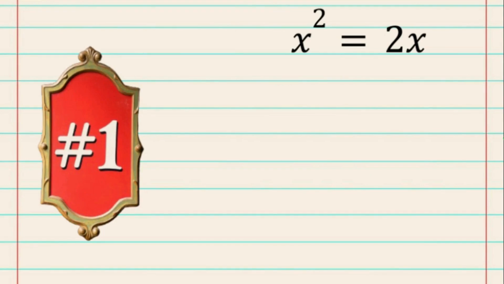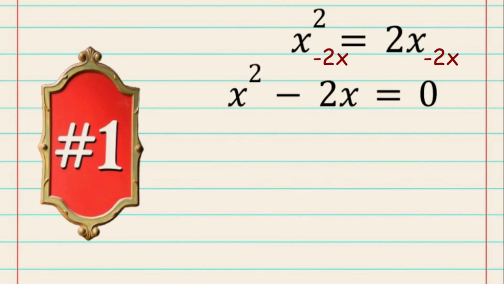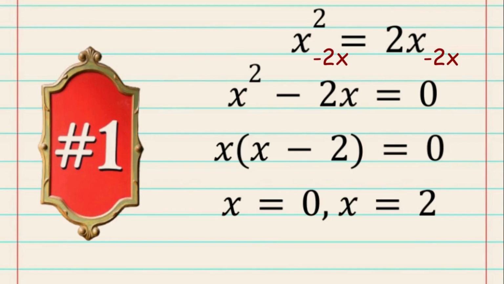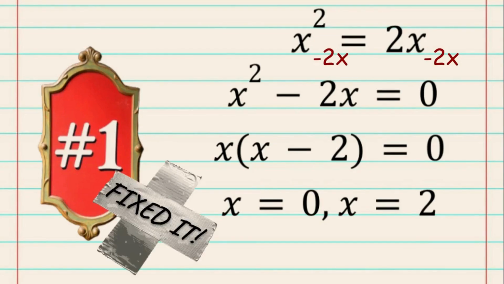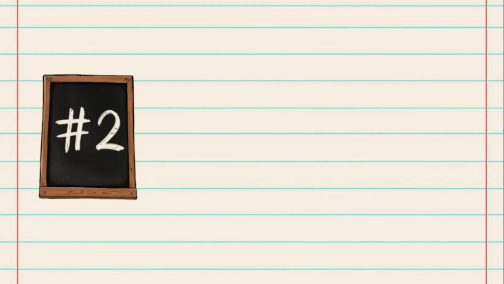We should set up zero product property by subtracting a 2x on both sides. That would give us x squared minus 2x equals 0. Now we see a common factor of x on the left-hand side. Factor that out, and then we can solve using zero product property, x equals 0 or x equals 2. Fixed it.